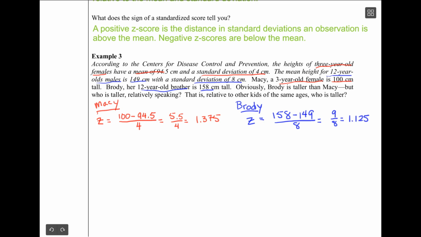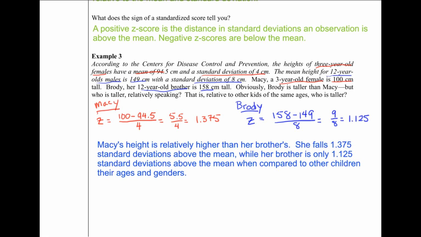Now we need to be very specific with our answer here. We need to compare, and we need to talk about what we are measuring. So your answer might look something like this. Macy's height is relatively higher than her brother's. She falls 1.375 standard deviations above the mean, while her brother is only 1.125 standard deviations above the mean when compared to other children their ages and gender.